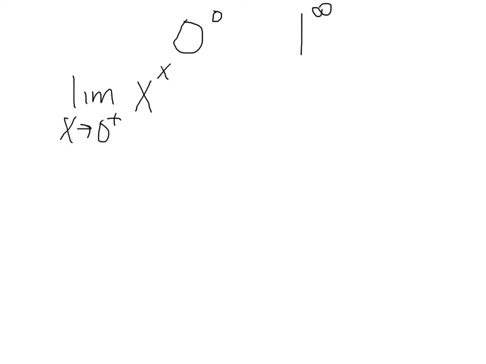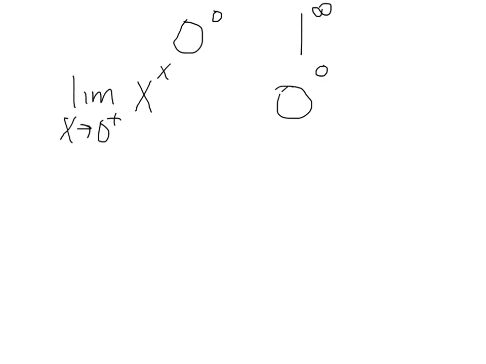Okay, we have one more type of indeterminate form to learn about, and that's when we have what are called indeterminate powers, meaning we have 0 to the 0 or 1 to the infinity. So we're going to explore this by looking at the limit as x goes to 0 from the right of x to the x.